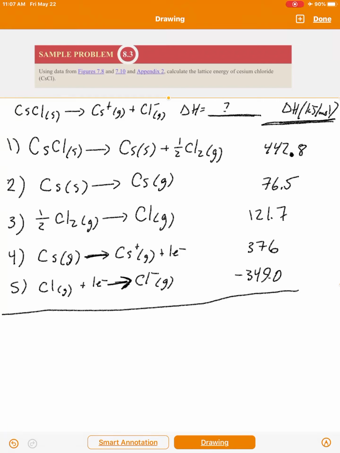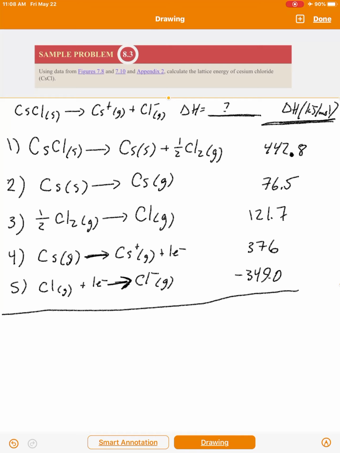Sample problem 8.3. Using data from figures 7.8 and 7.10 and appendix 2, calculate the lattice energy of cesium chloride, CsCl. Okay, so let's remind ourselves, what is lattice energy? It's the amount of energy holding all the ions together in an ionic compound. Okay, the lattice energy is the attractive energy that's responsible for the stability of ionic compounds. Okay, it is not something that we can measure because it is too complex to measure.